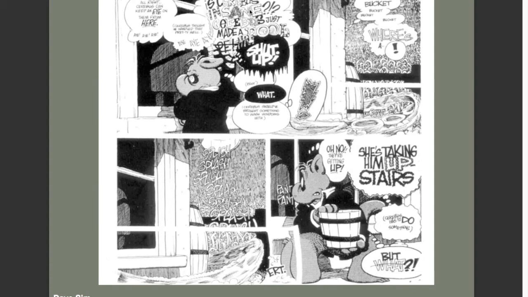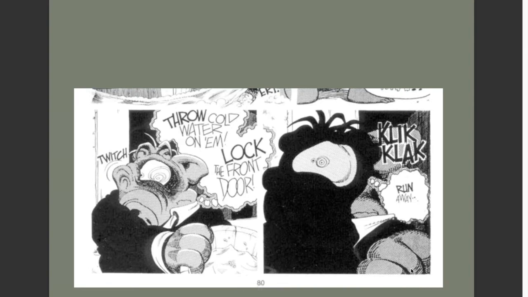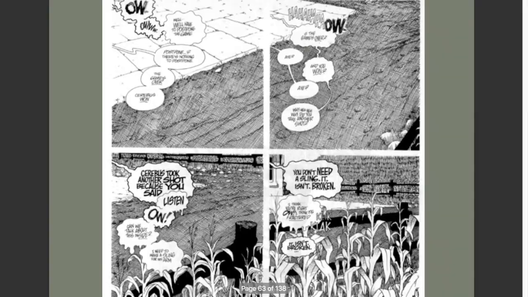Cerebus is hearing voices here. Is Cerebus insane? Cerebus is just mad, and he's actually having a conversation with himself. He's kind of manic at this point. The black balloons and the white balloons are sort of contradicting each other. Anyway, he's, again, very expressive in that sort of way that Will Eisner set the gauntlet down for. Throw cold water on him. Lock the front door. Run away.